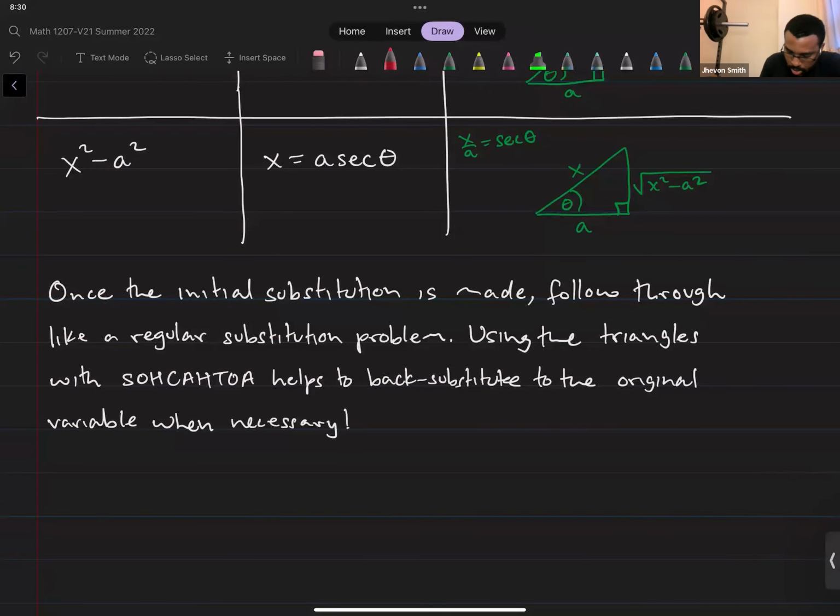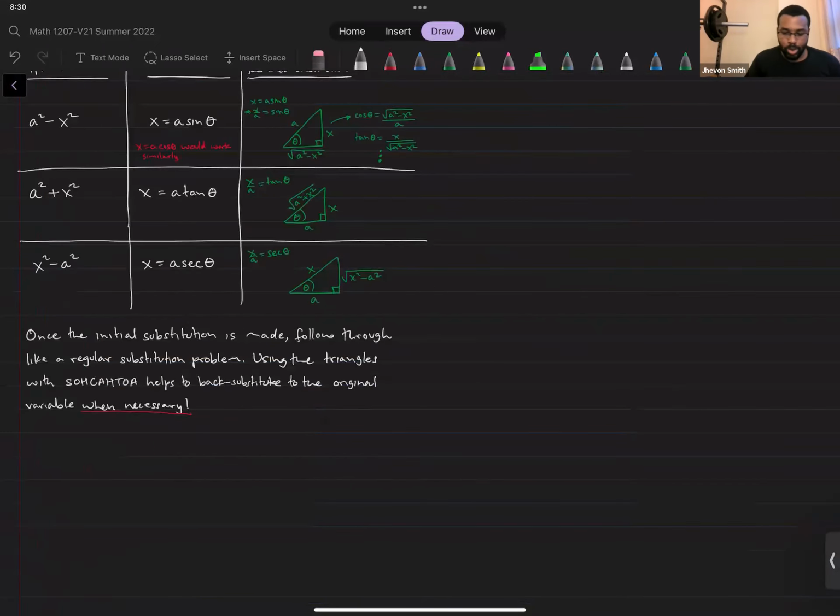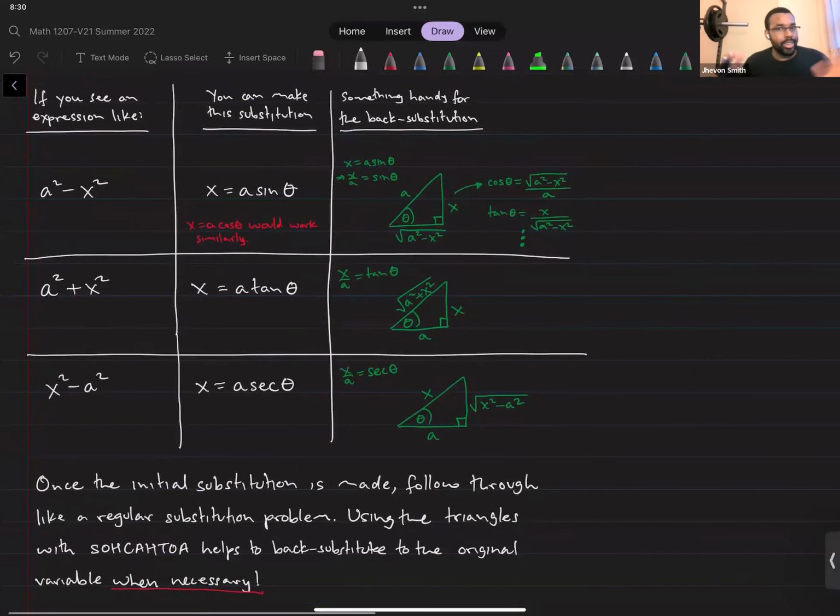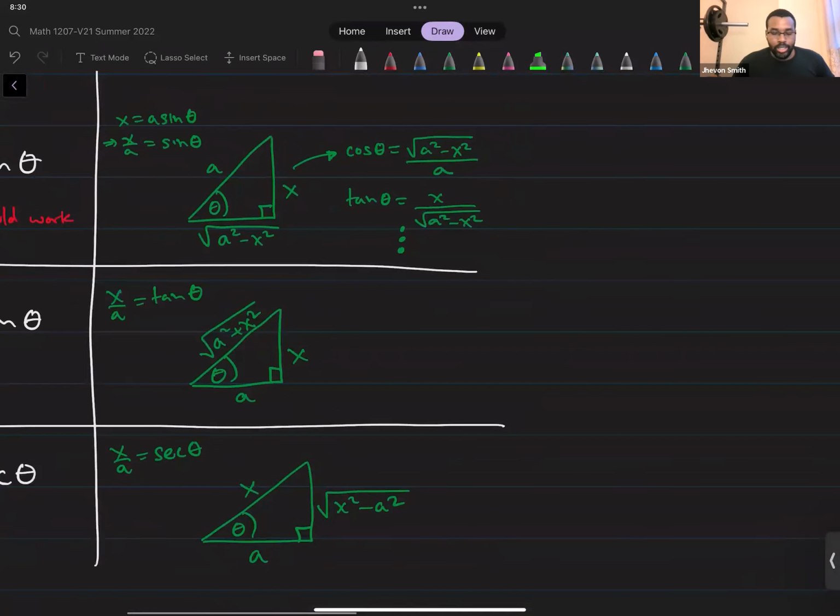Okay, so I'm going to talk about when the time is appropriate. Obviously you have to go through this whole thing to do the back substitution, and that's kind of solving a mini trig problem sometimes. So there are situations where you might not want to do the back substitution if you don't have to. This is pretty much scenarios where you have definite integrals, and we'll actually get into that.